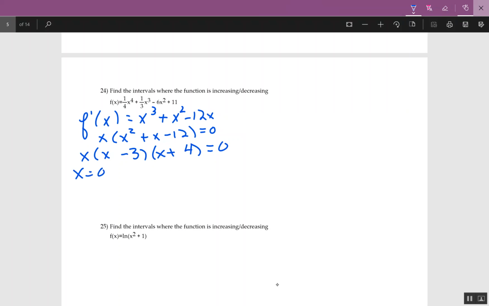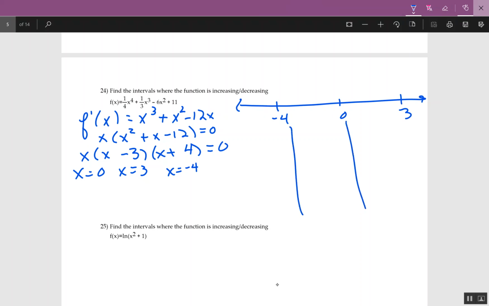So I have 3 critical numbers. I have 0, I have 3, I have negative 4. So those 3 numbers go on my number line. So first negative 4, then 0, then 3, and then I can establish intervals. So negative infinity to negative 4, negative 4 to 0, 0 to 3, and I might just move that line over a little bit to give myself some more room, and we'll call this 3 to infinity.